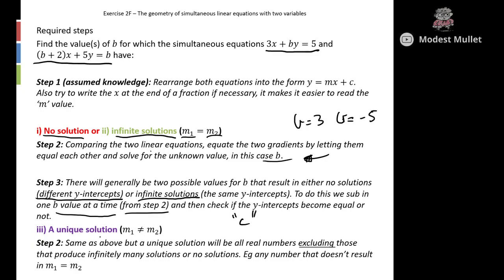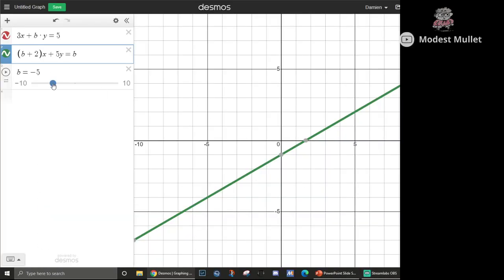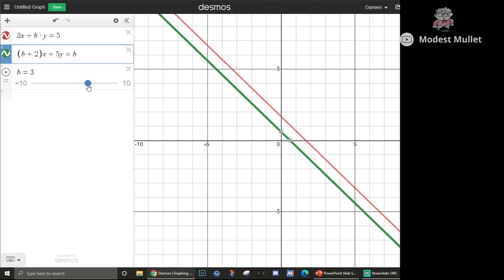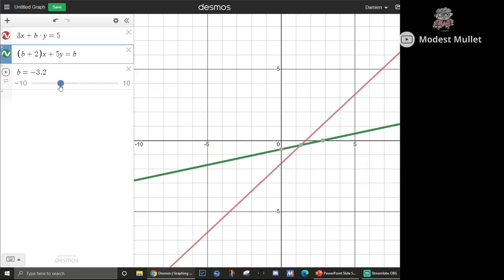The last one is when we have a unique solution. We actually start with the same step 2 from here. Even though a unique solution is when the m's can't equal each other, we use a process of elimination. If I go back to Desmos here, we had it perfectly overlapping when b equals -5, and we had it perfectly parallel when b equals 3. At every other value of b, doesn't matter what it is, the two lines cross.